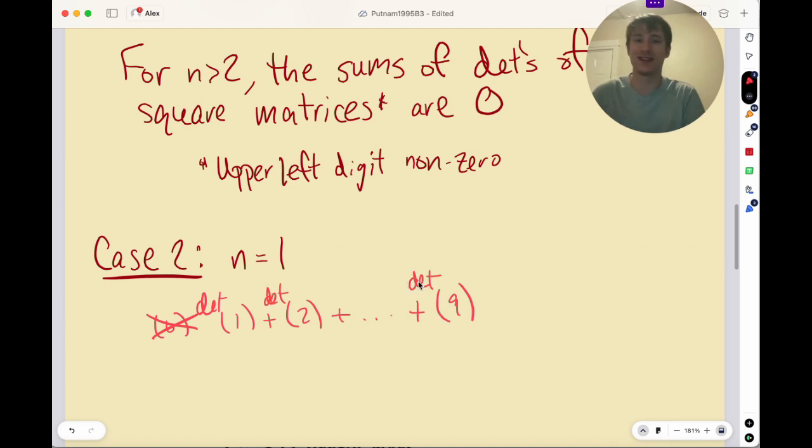Okay, but this matrix is just the same as the scalar, and the determinant of a scalar is just that scalar. I don't know how you want to think about that. You could essentially factor the 2 out, and then you have the identity 1 by 1 matrix, whose determinant is 1. Doesn't matter how you want to think about this, but you're just summing the numbers 1 through 9.